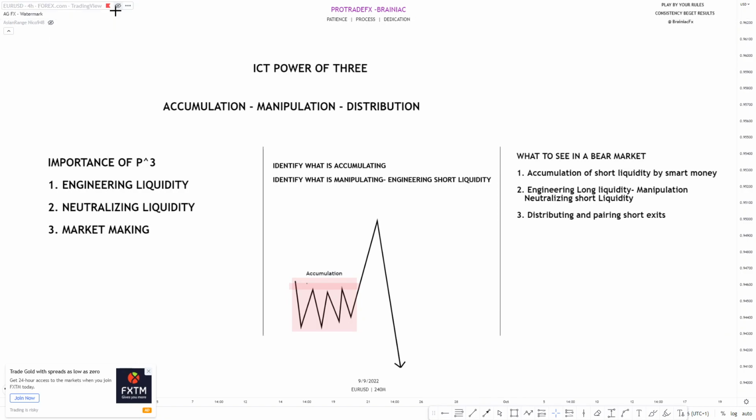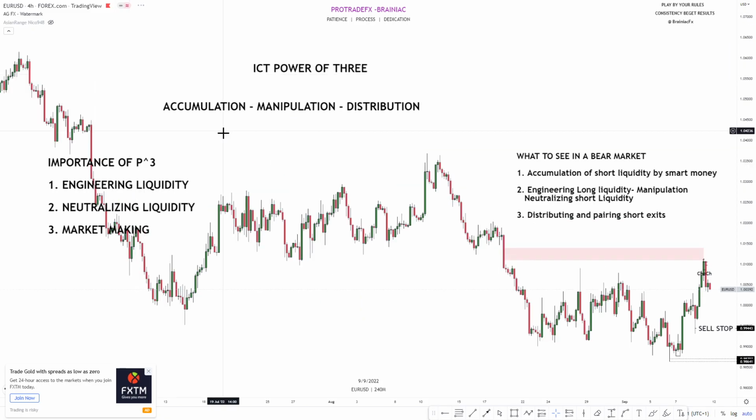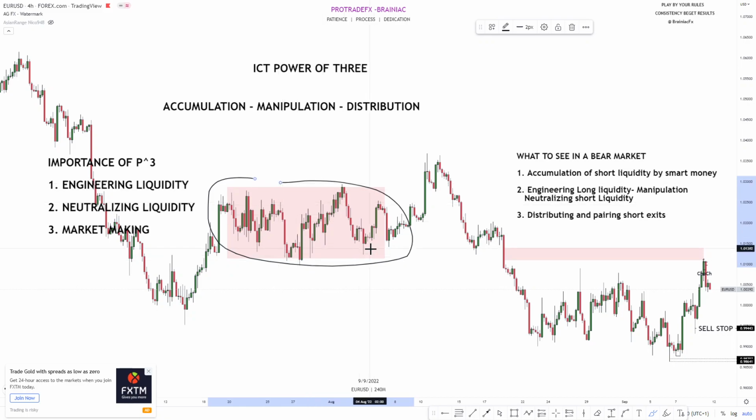You will be able to identify longs, you will be able to identify shorts, right? So now you'd see that we have an accumulation phase right there. You can see this as your accumulation.